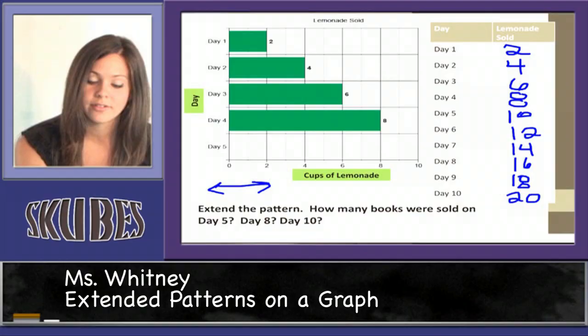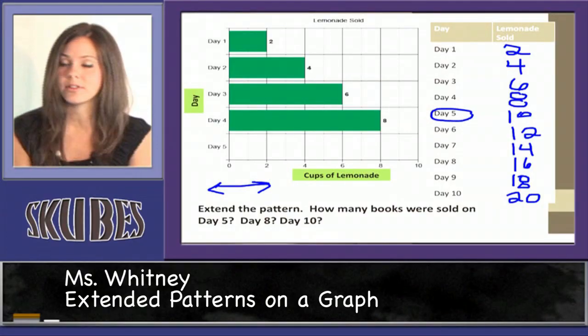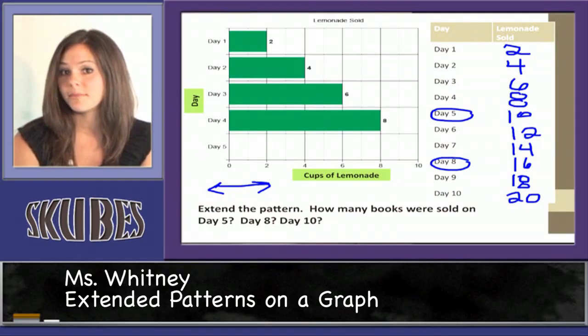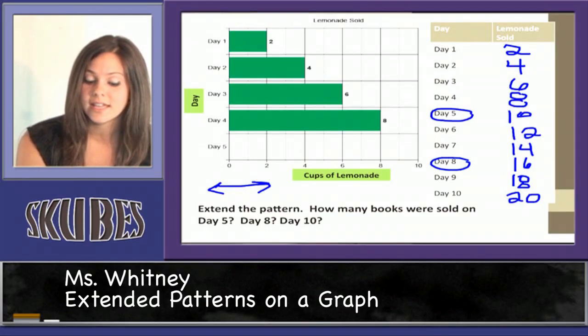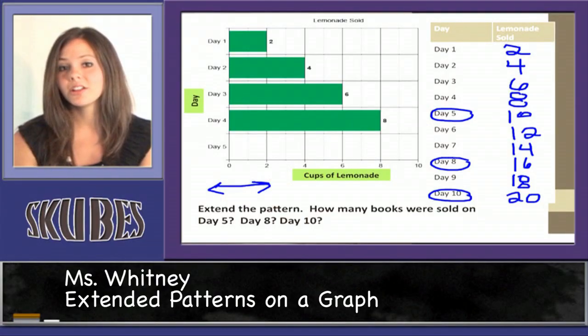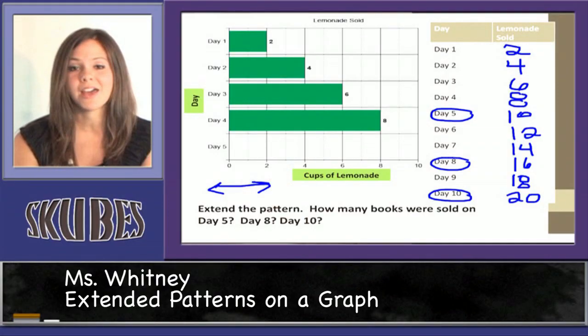So let's answer our questions. On day 5, 10 cups of lemonade were sold. On day 8, 16 cups of lemonade were sold. And on day 10, 20 cups of lemonade were sold. Now that concludes our lesson on extending patterns on a graph.